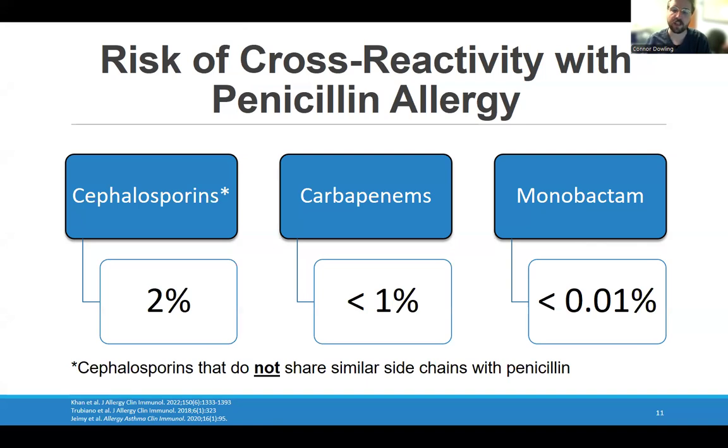But now, looking at what we've seen in more recent literature, cephalosporins with dissimilar side chains from penicillin actually only have around a 2% chance of cross-reactivity with that penicillin allergy.